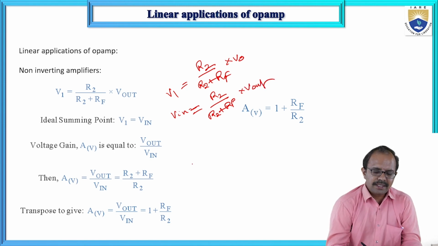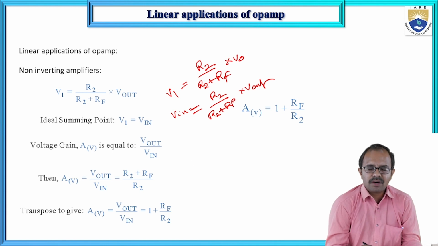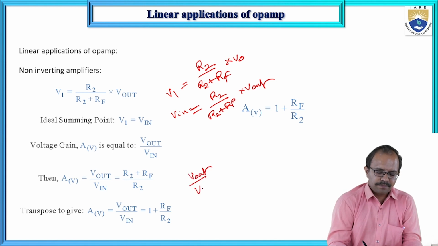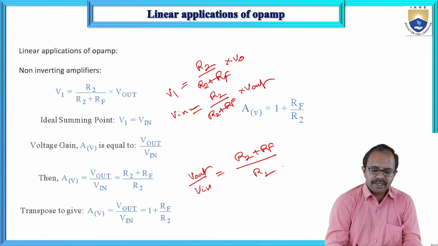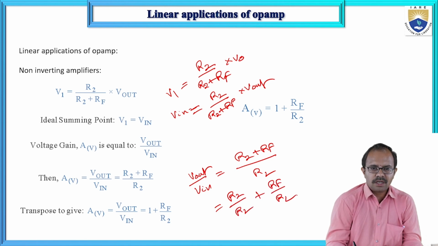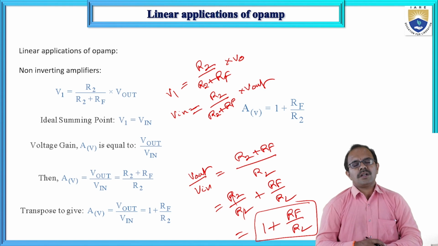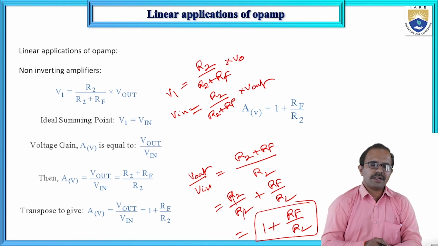Okay. Now what is the gain here? We need to calculate the gain of the non-inverting amplifier. So again perform cross multiplication. What we will get? Vout by Vin is equal to R2 plus RF by R2. So we can write this fraction into two terms: R2 by R2 plus RF by R2. R2 by R2 cancels and we are left with 1 plus RF by R2, which is the gain of the non-inverting amplifier.